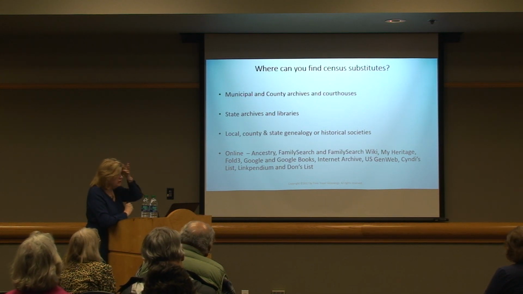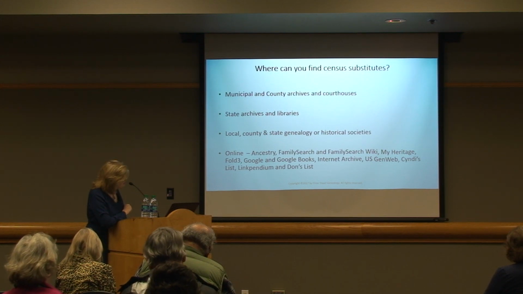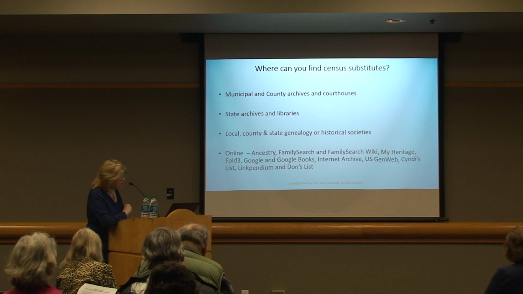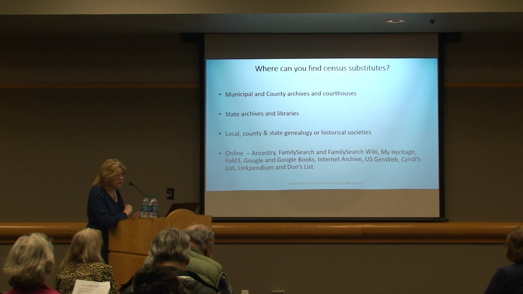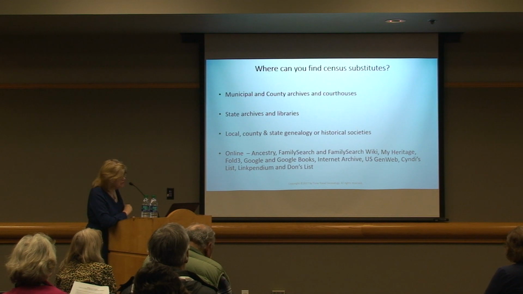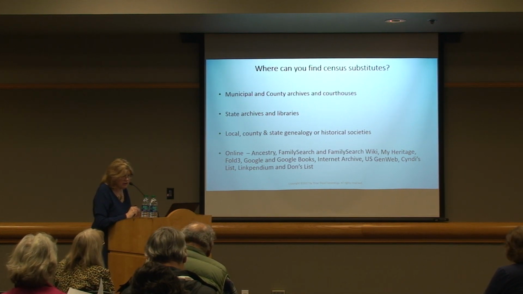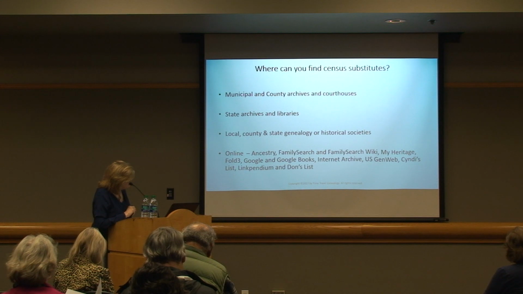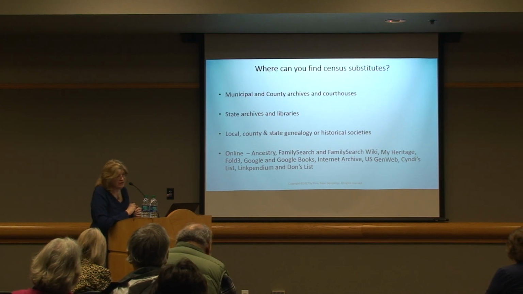Online, and this should be in your handout, you're going to find records, census substitutes on Ancestry, Family Search, and the Family Search Wiki, MyHeritage, Fold3, mainly for the military records, Google and Google Books, Internet Archive, USGenWeb, which would be the state and then the county that you're interested in, Cindy's List, Linkpedium, and Don's List. And Don's List is especially good for city directories.